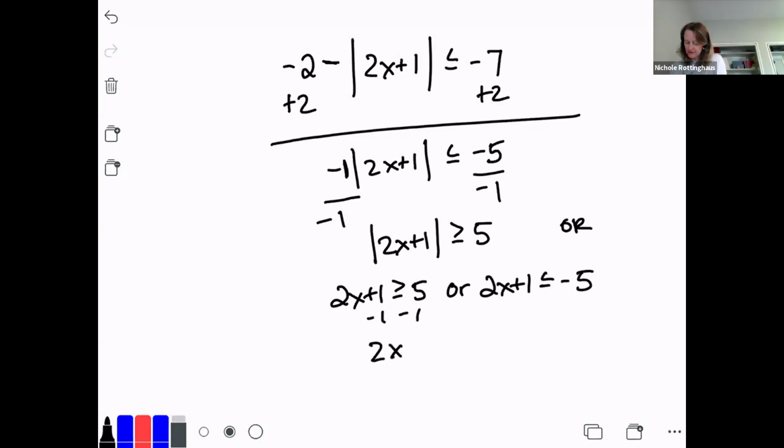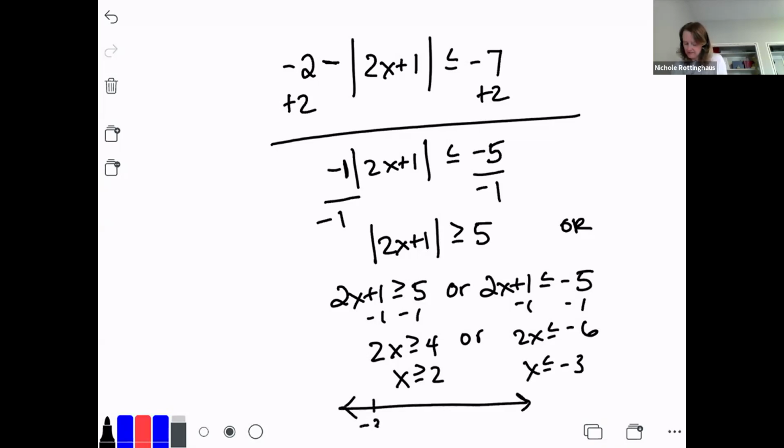So I've got 2x greater than or equal to 4, x is greater than or equal to 2, or 2x is less than or equal to -6, x is less than or equal to -3. And if I graph that, I'm going that way at the 2 and that way at the -3. So it works, makes sense.